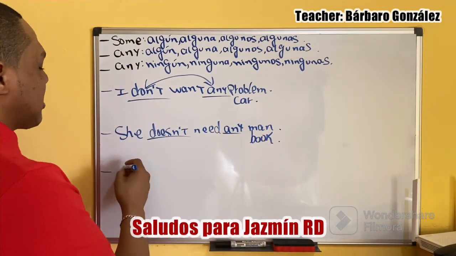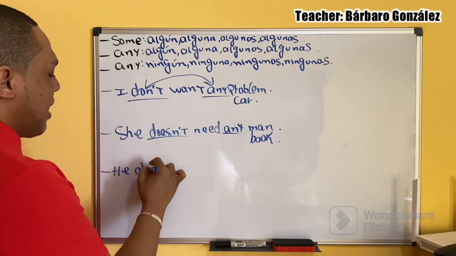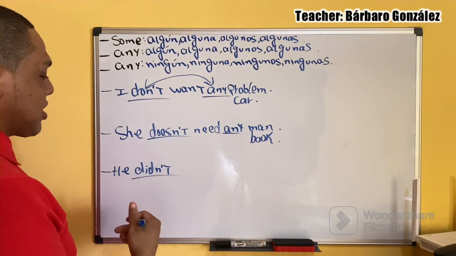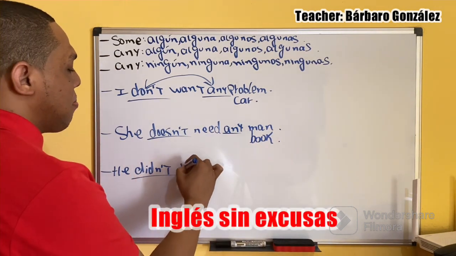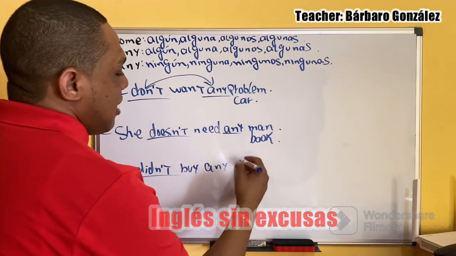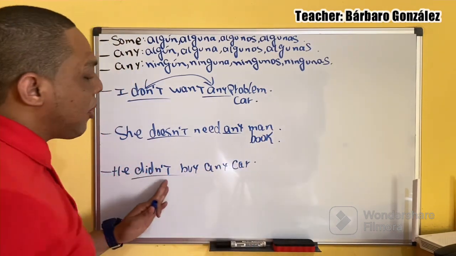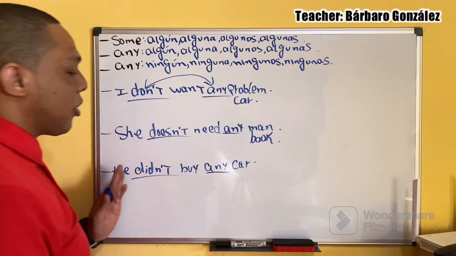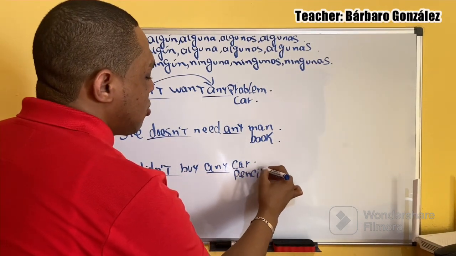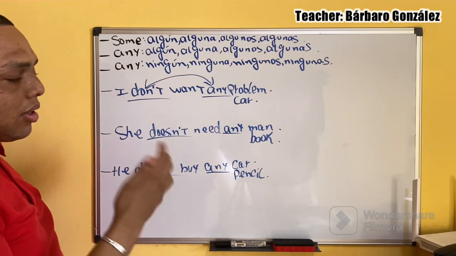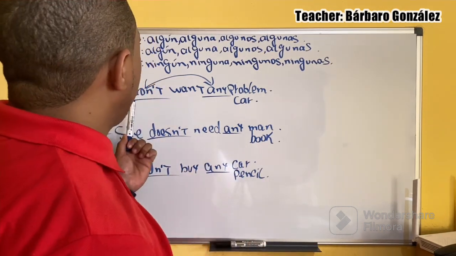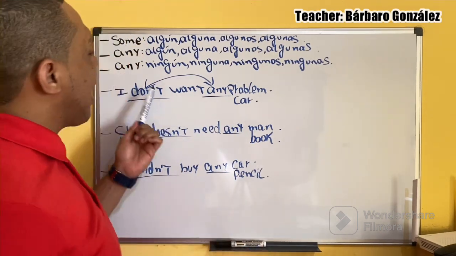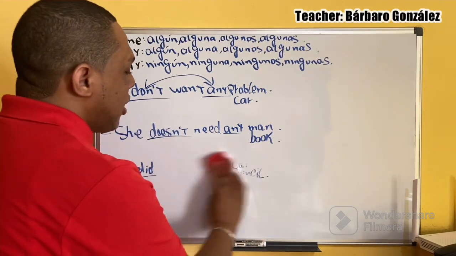Let's do another one. For example, you can say he didn't, because it's past tense. The next sentence we are going to form: he didn't buy any car. Él no compró ningún carro. So any after the negation means ningún or ninguna. For example, he didn't buy any pencil, right? Él no compró ningún lápiz. And this is the usage: some for affirmative sentences, any for interrogative sentences, and any after the negation means ningún or ninguna.